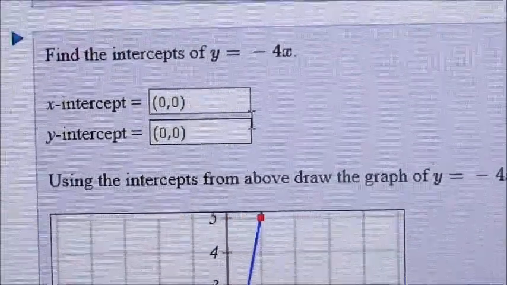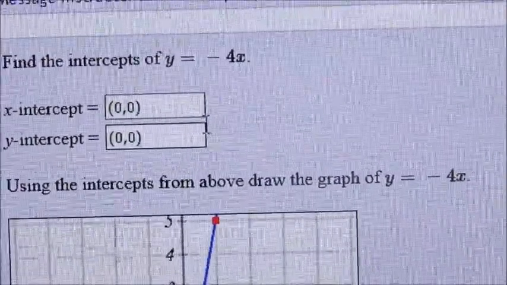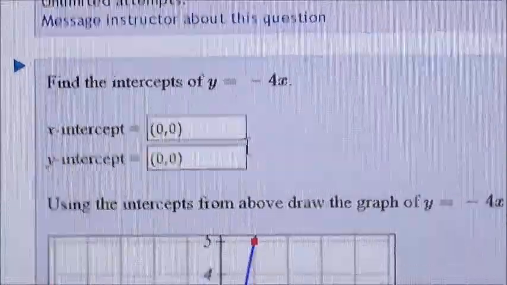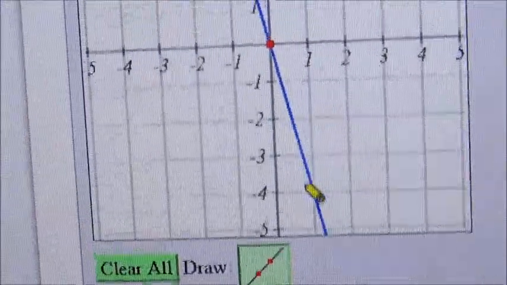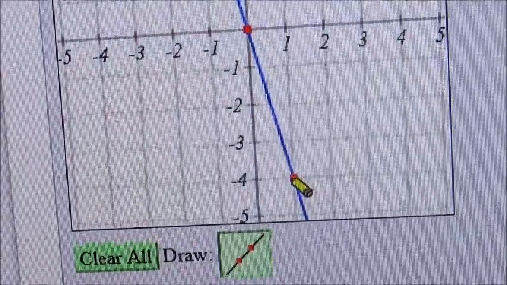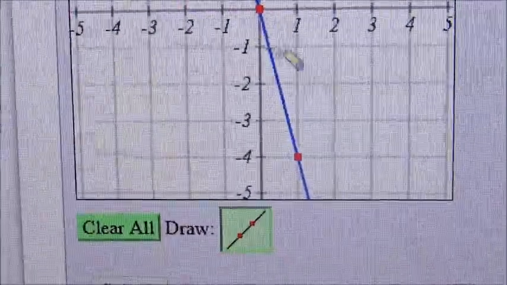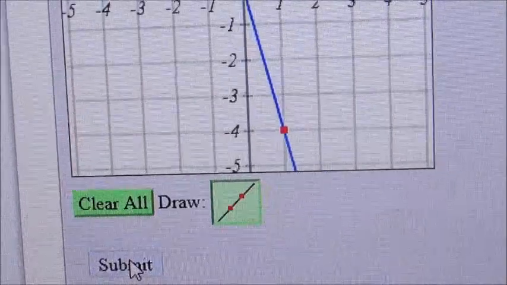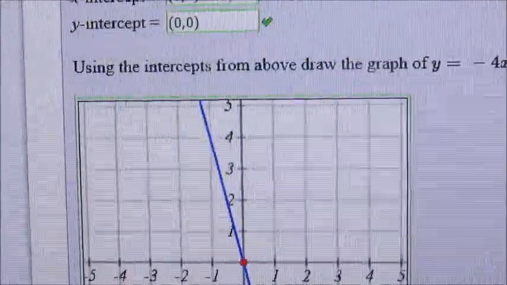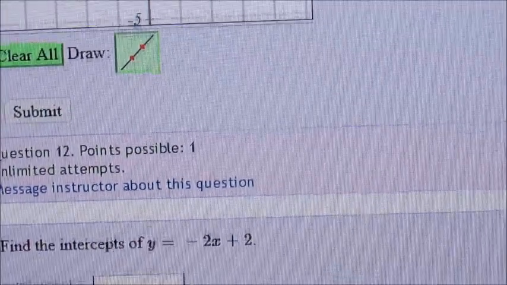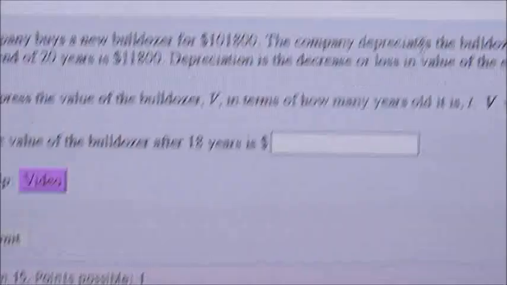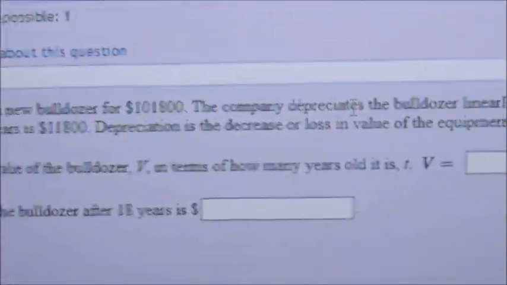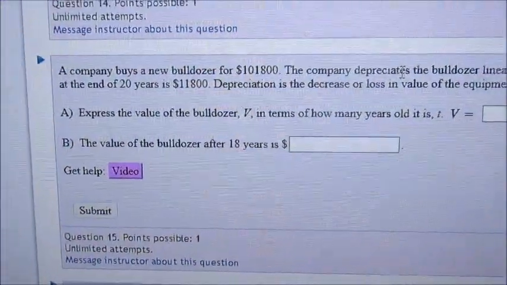And I think 1 is easy to multiply anything by. So negative 4 times 1 is negative 4. So that means if x is 1, I come down to a negative 4 for the other point. So 1, negative 4, hit submit, and that's correct. Okay, and those are all the same. These are the same.